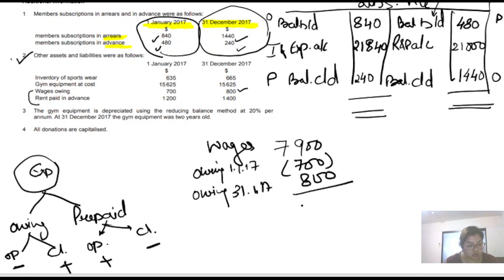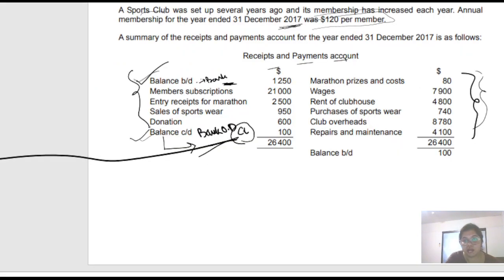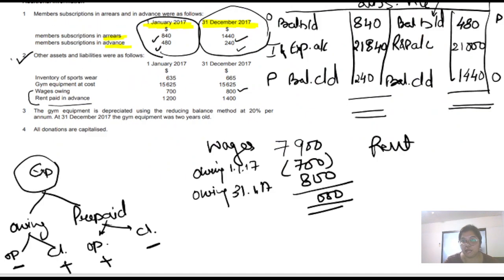Okay, so what is the balance of the wages now? It is 8,000. Okay, and same we have to do for the rent. So again, rent, from where we get to know like what is our rent. So rent for sportswear is 790. Okay, so here I have to write 790.